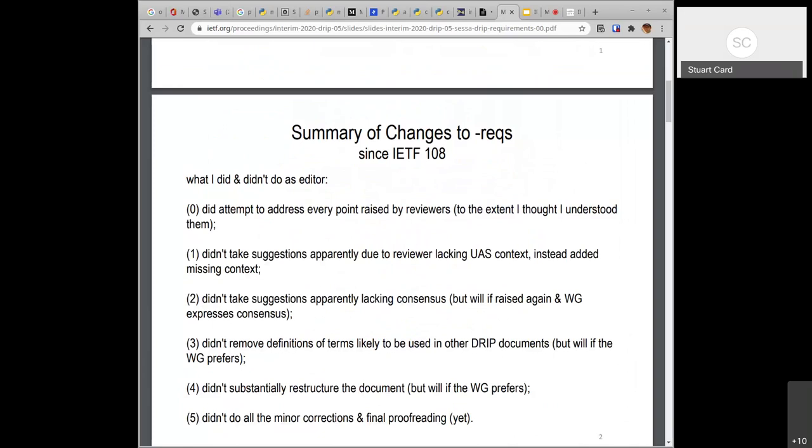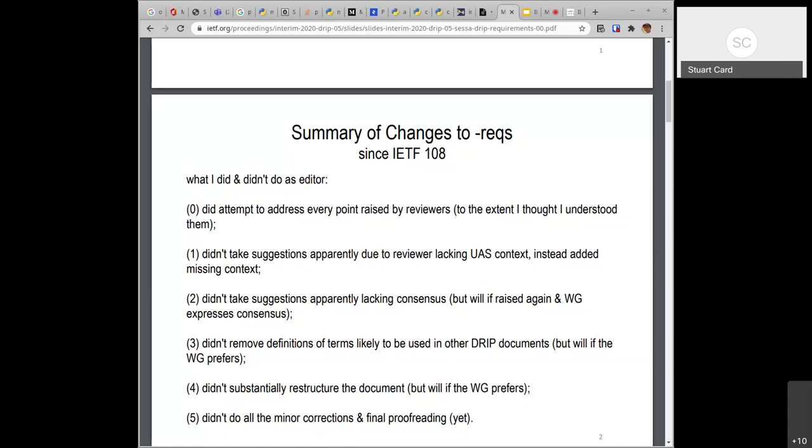I didn't take suggestions that seemed to me to be based upon the reviewer lacking context on unmanned aircraft systems. Instead, I added the missing context, which will hopefully clear up the confusion. If there were suggestions that didn't seem to have consensus, I didn't necessarily take those. But if they get raised again and the working group expresses a consensus, obviously I will.